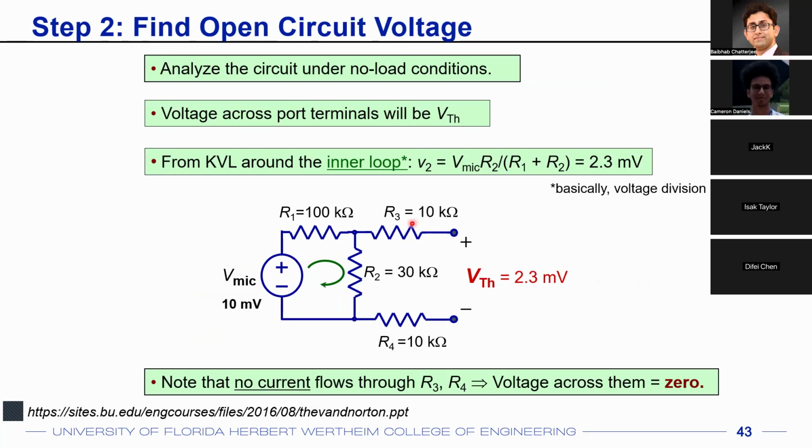Okay. So now what would be your job? Your second job would be to find the Thevenin equivalent voltage. We just found the Thevenin equivalent resistance, but we did not find the Thevenin equivalent voltage. To do that, you again analyze the circuit in a no load condition. Remember that we haven't yet put back the load. You want to find the voltage across the output port terminals, and that would be your Thevenin voltage. How do we find that out?